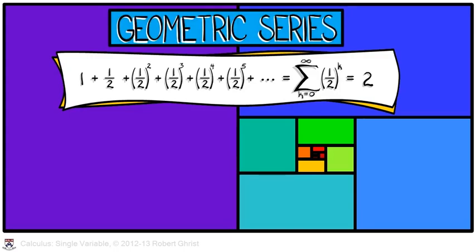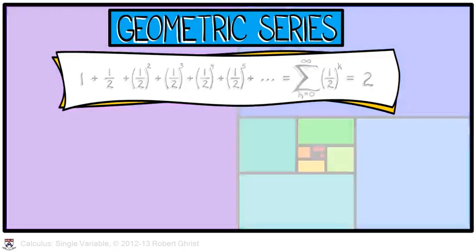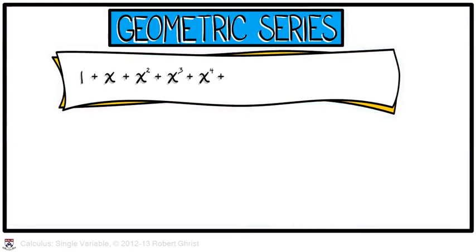You may have seen it before. The more general version of the geometric series is 1 plus x plus x squared plus x cubed, etc. The sum, k goes from 0 to infinity, of x to the k. The geometric series says that this equals 1 over 1 minus x. So that, for example, if x equals 1/2, this sum converges to 2.